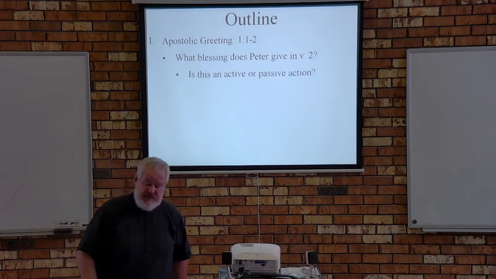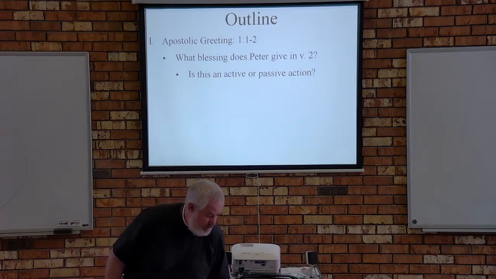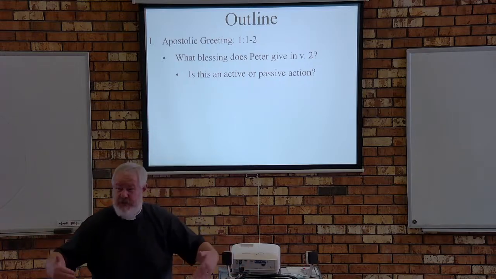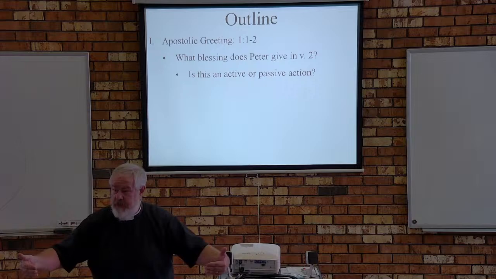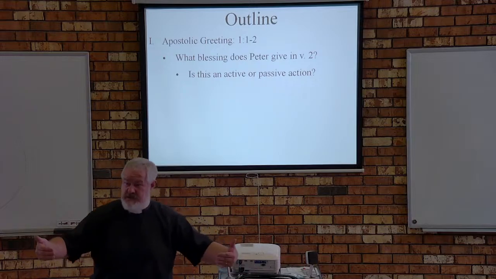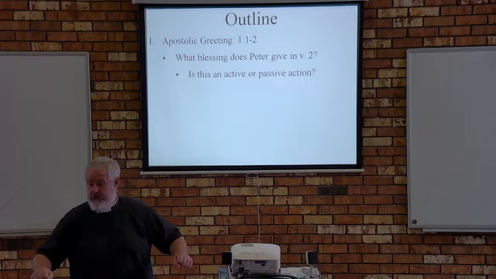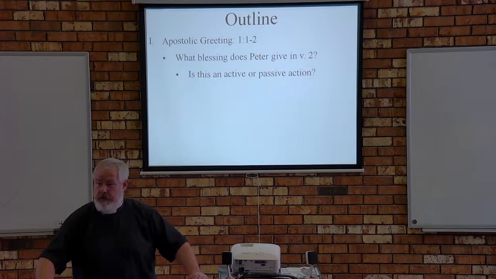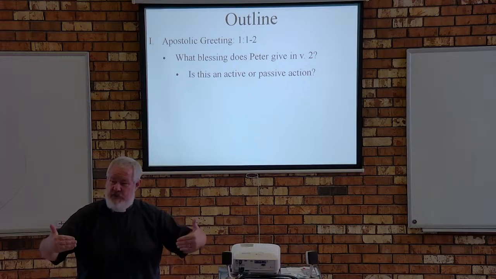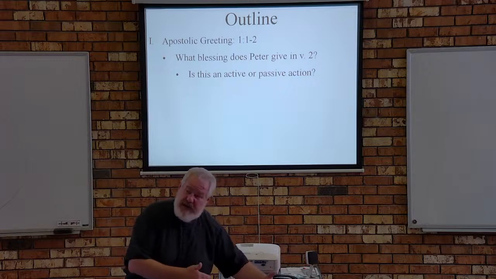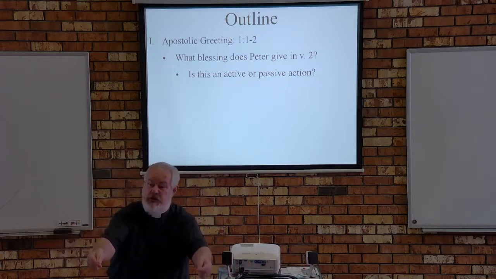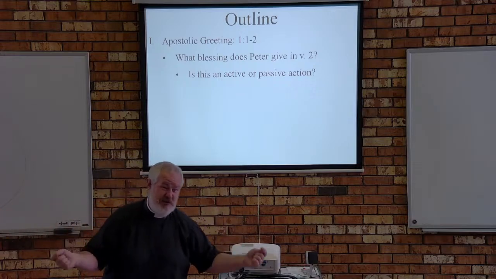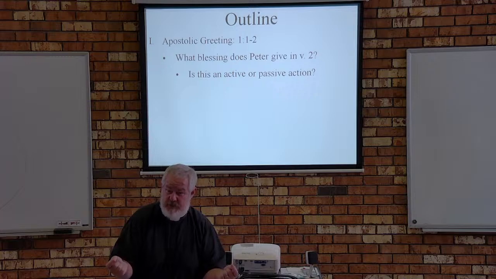So, again, is this an active or passive action? To be multiplied means that someone else is doing the work, right? Now, I can increase myself. I can increase how much weight I lift if I start lifting weights again. But here it says, may grace and peace be multiplied to you, which means an outside agent is going to be doing this increasing or this multiplying, not themselves.